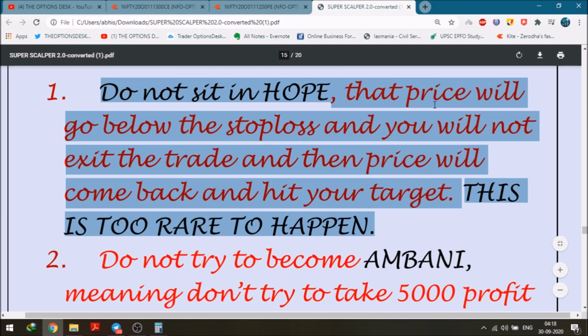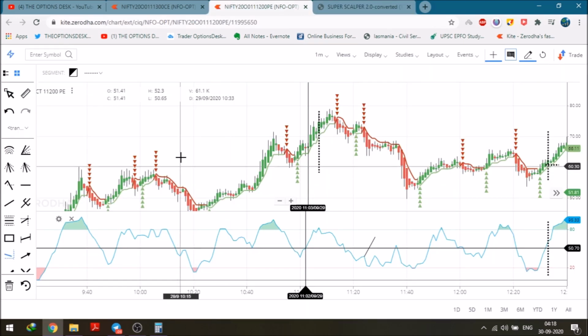Do not sit in hope that the price will go below the stop loss and you will not exit the trade, and then the price will come back and hit your target. This is too rare to happen.